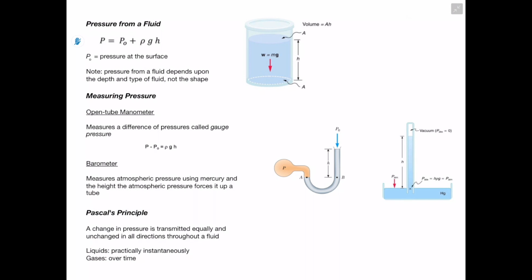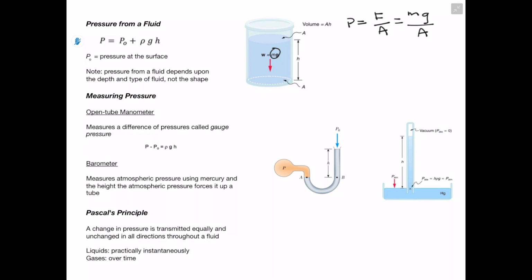All right, so next we'll be talking about pressure from a fluid. And basically to explain this equation over here, we're going to look at our diagram of this beaker on the right. To start off, we want to remember that pressure is going to be equal to our force over our area. And in this case, our force is going to be our mass times our gravity over our area.